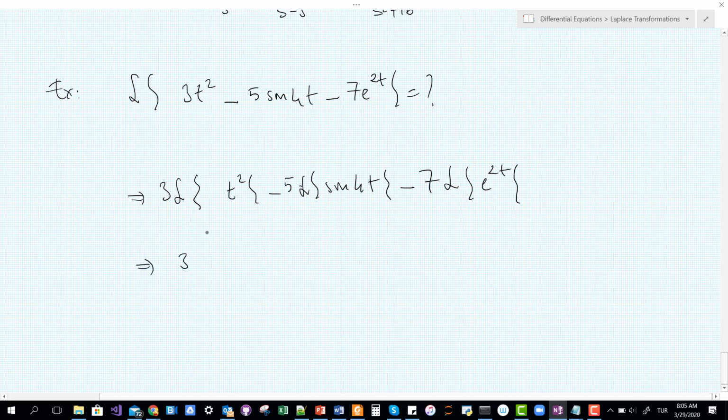Now, I'm going to go to the table and read what the Laplace of t squared is. If you look at that, the Laplace of t squared is equal to 2 factorial over s cubed. And then minus 5 times the Laplace of sine 4t, here b is equal to 4, so 4 over s squared plus 16, and then minus 7 times 1 over s minus 2.